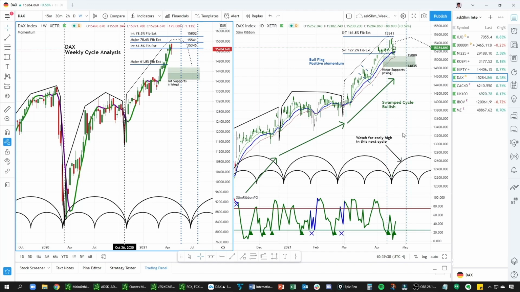Now, I've added in this note, watch for an early high in this next cycle. And that is because of where we are in this dominant weekly cycle. And given that we have already had the move that we have had and are testing these key levels, the odds would favor that an early high would form here on the daily chart, and we would see some rollover back on the downside. So we'll be watching for an early high right around this early to mid-May time period. So just keep that time period on the radar.